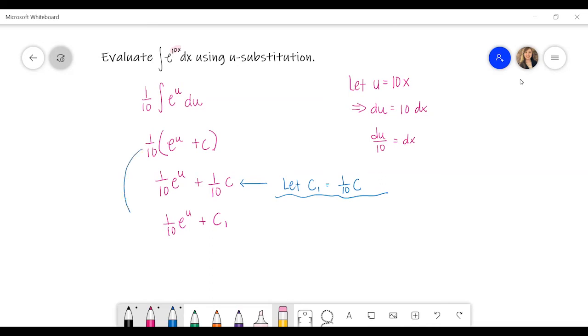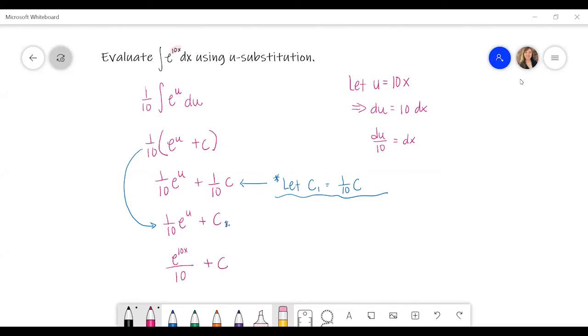I am more than fine if you just jump straight down to, and you don't even need this if you don't want it, the C1. You can just call it C. But in the back of your mind, it is worth kind of having this knowledge. Technically, you distribute 1/10 of something arbitrary is just something else arbitrary. I will substitute back in though, and so I would have e to the 10x over 10 plus c.